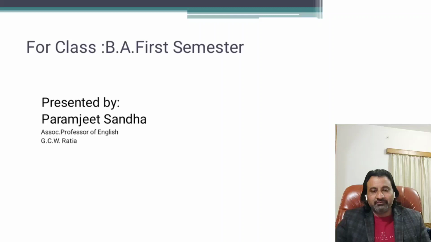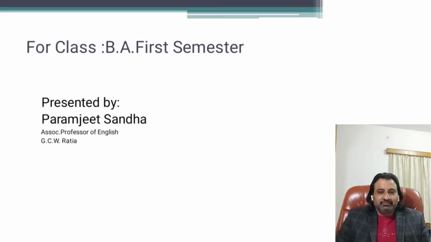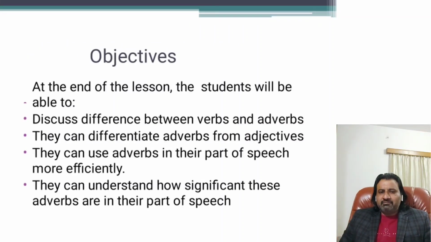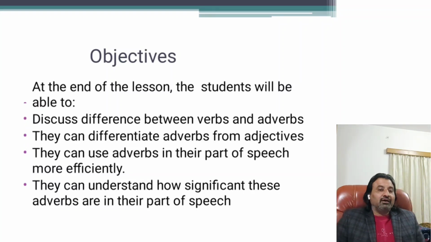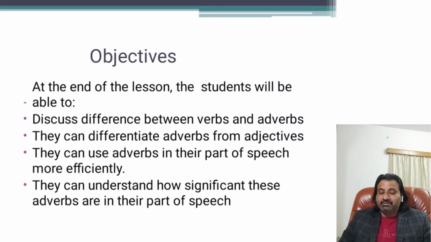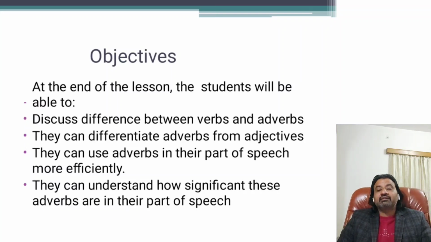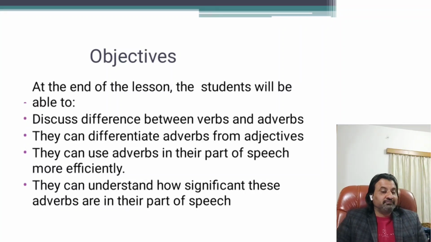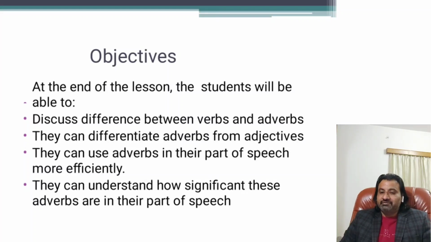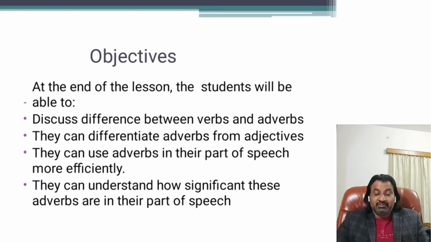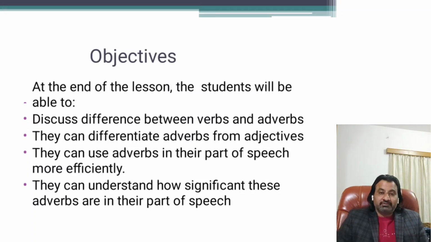Well, before we start with this topic, let's try to understand the objective behind it. At the end of this lecture, the student will be able to discuss the difference between verb and adverb. They can also differentiate adverbs from adjectives. They can use adverbs in their parts of speech more efficiently. They can understand how significant these adverbs are. There's a lot of use of adverbs in your parts of speech.